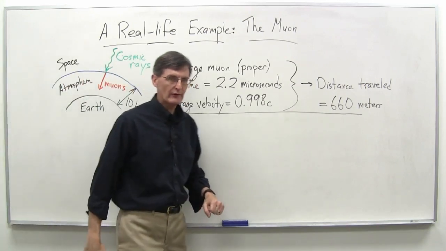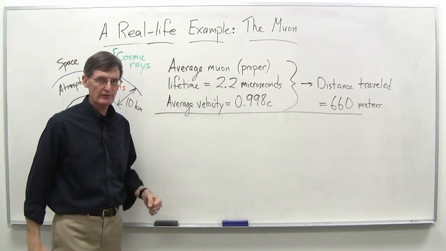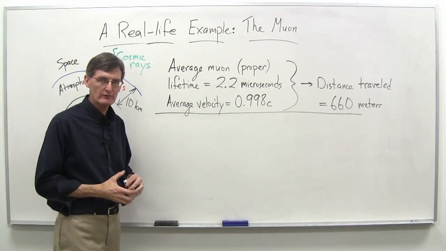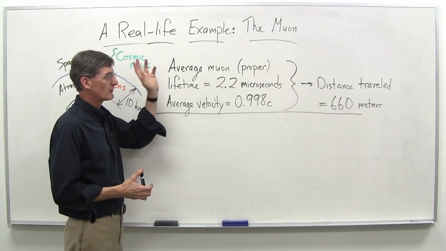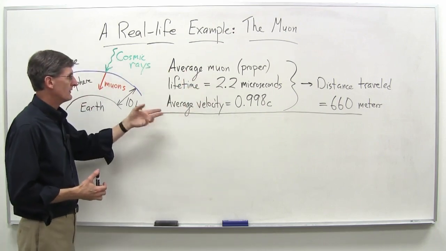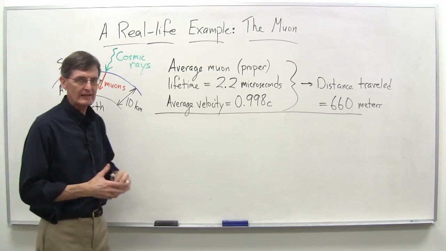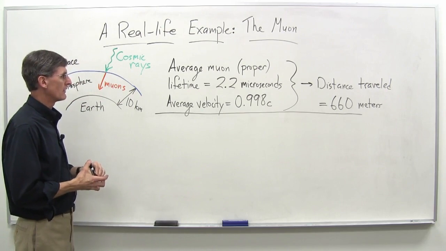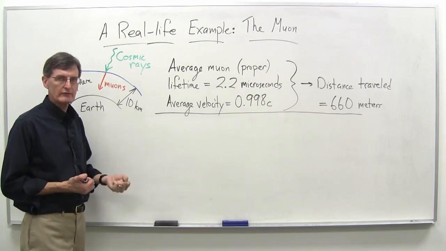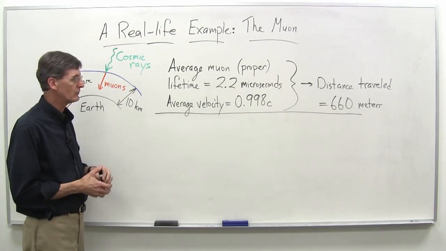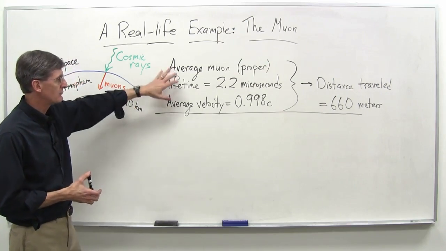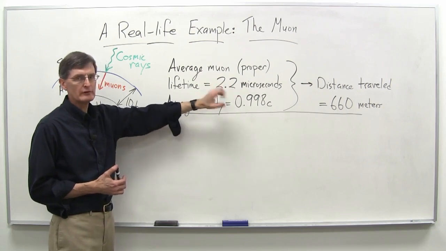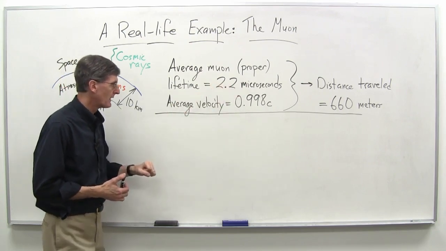Okay, let's talk about a real-life example of the special theory of relativity. In fact, a classic example showing that it actually works in real life. It's of a particle called a muon. Muons are sort of like electrons, but they're much heavier, about 200 times the mass of an electron. They're also short-lived particles. They decay into other things. And so the average muon lifetime is about 2.2 microseconds, 2.2 millionths of a second.